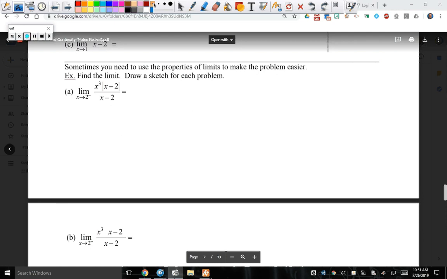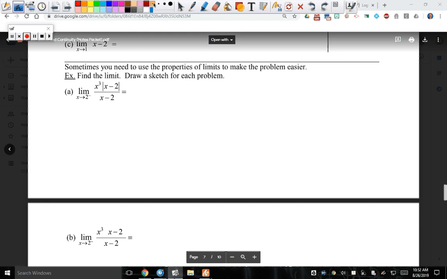So let's go now to more algebraic manipulation with this example right here. Someone was excited. All right. Sometimes you need to use the properties of limits to make the problems easier. Sometimes you can draw a sketch. So this one has 2 functions in one, and we're going to figure out what's going on, okay?